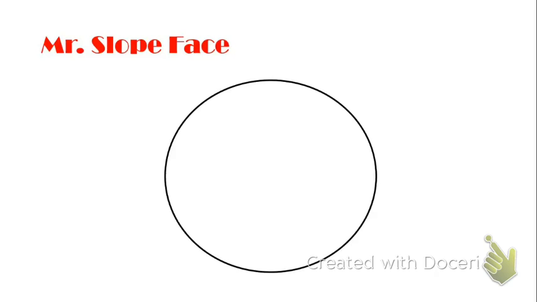All right, so before we begin, let's talk about Mr. Slopeface. Mr. Slopeface is a dude that helps us remember which type of slope we're dealing with. So let's start off with an eye. Here's an eye. If the line is going this way, we consider that to be a positive slope. If a line is going this direction, we consider that to be a negative slope.